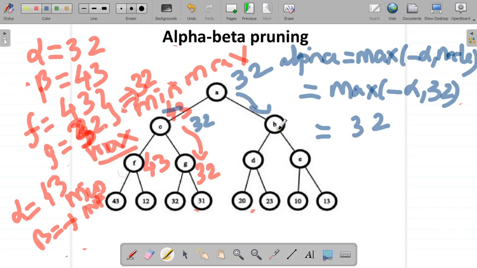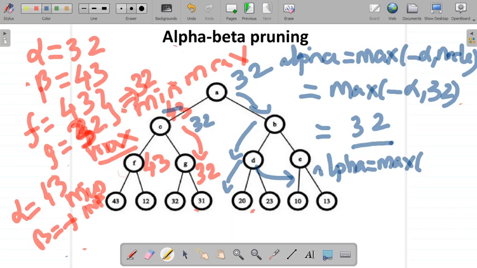So A calls B now. Then B calls D. Then D calls 20. The node D is at the maximizer level, so we should find the alpha value. So alpha is equal to max of, already the alpha value from node A is 32, comma, then node value is 20. So which is maximum? 32. So the alpha value is 32.